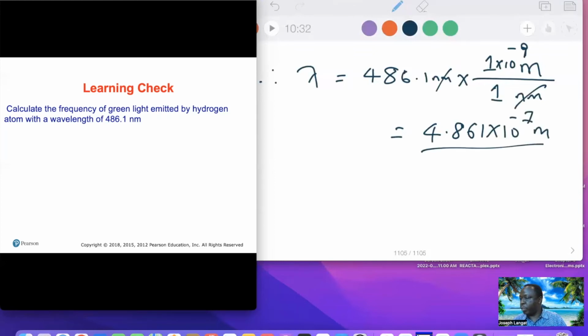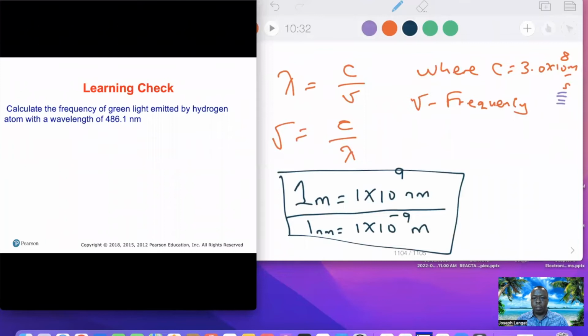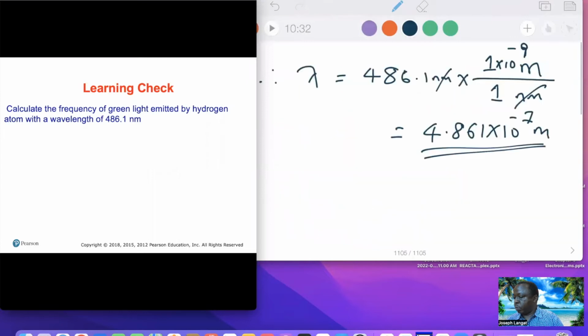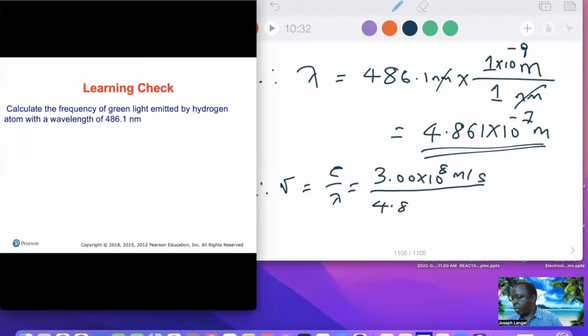Now we can use this and plug it in the equation right here. Therefore, frequency equals 3.00 times 10 raised to 8 meters per second over 4.861 times 10 raised to negative 7.